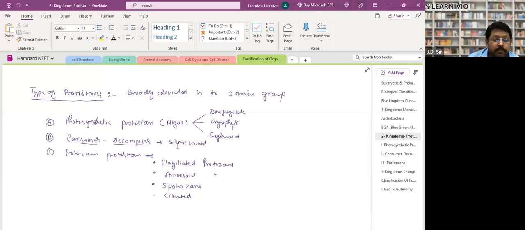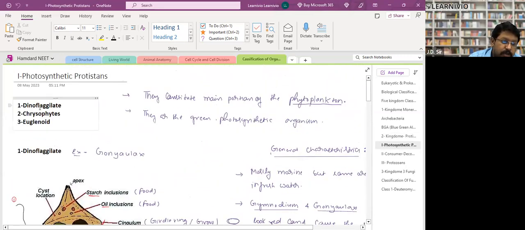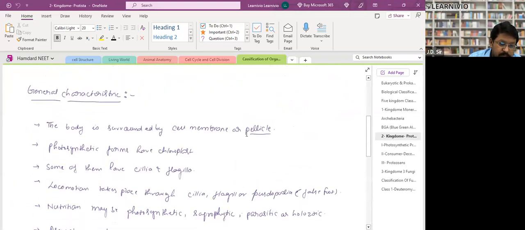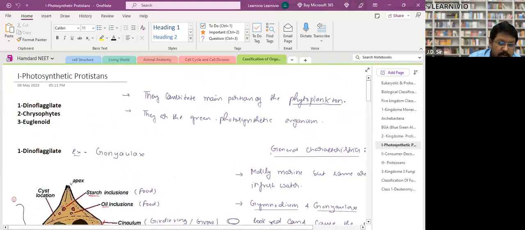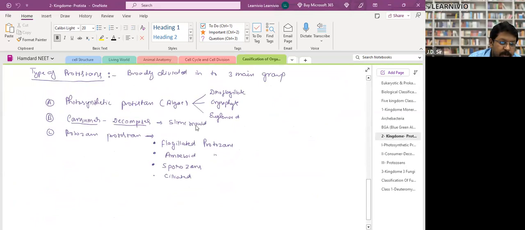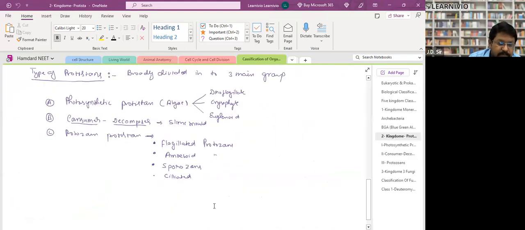Photosynthetic protistans, consumer decomposer protistans, and protozoan protistans. First we did photosynthetic protistans. We did all these three: dinoflagellates, chrysophytes, and euglenoids, right? Then in consumer decomposer protistans, we did slime mold. There was only one kind of organism.